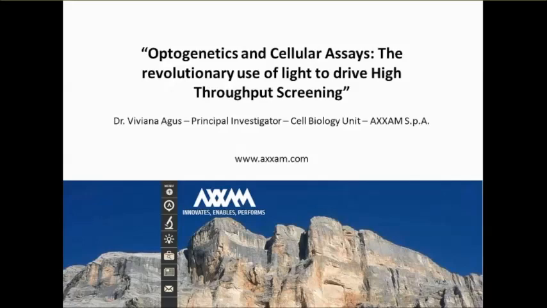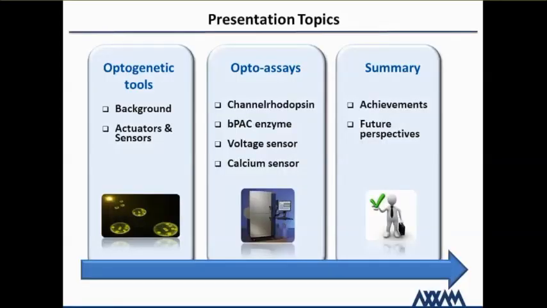Welcome, everybody. This webinar will be about optogenetics and cellular assays, the revolutionary use of light to drive high-throughput screening. My presentation will include different topics. I will start making a brief introduction on optogenetic technologies, giving an overview of all the potentialities of this technique, and introducing the fundamental concepts of light actuator and light sensor.